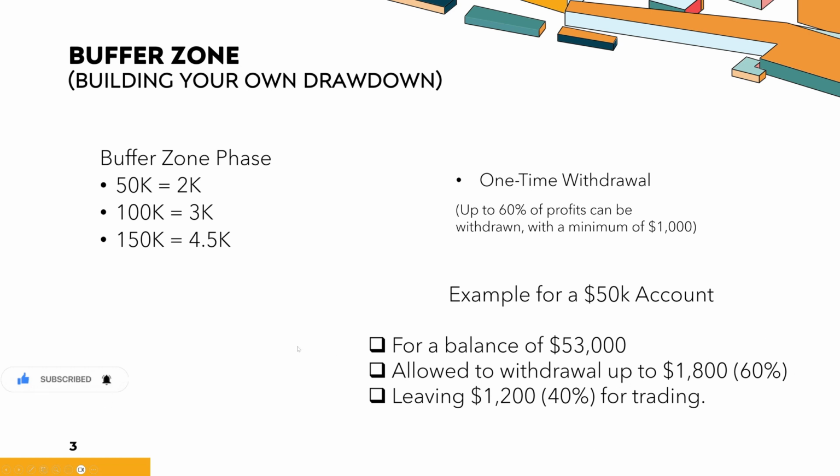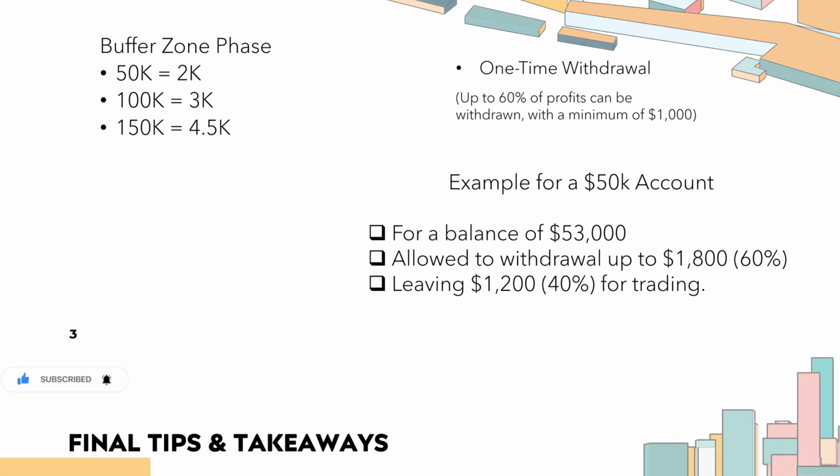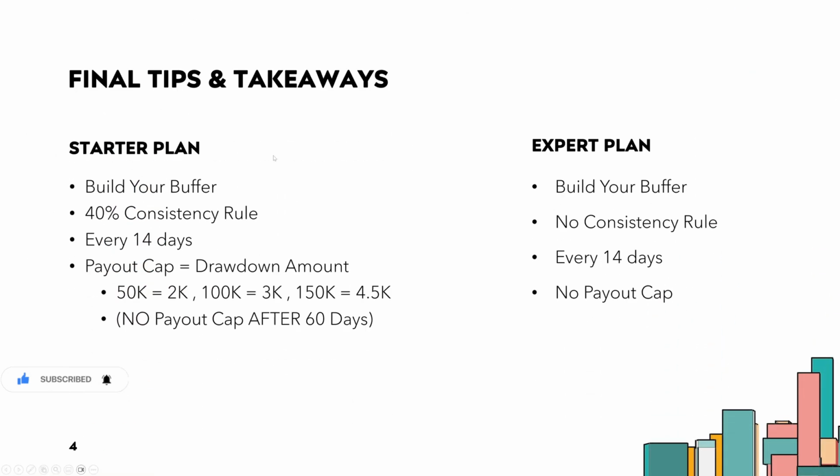It's not going to stay at 60%. So, moving on, the difference between the starter plan and the expert plan when it comes to the payout. For the starter plan, you need to build your own buffer, as we talked about before, and that applies to any account size or any account plan. For the expert plan, you also have to build your own buffer before you withdraw whatever you want. For the starter plan, what's different is that you need to maintain the 40% consistency rule.